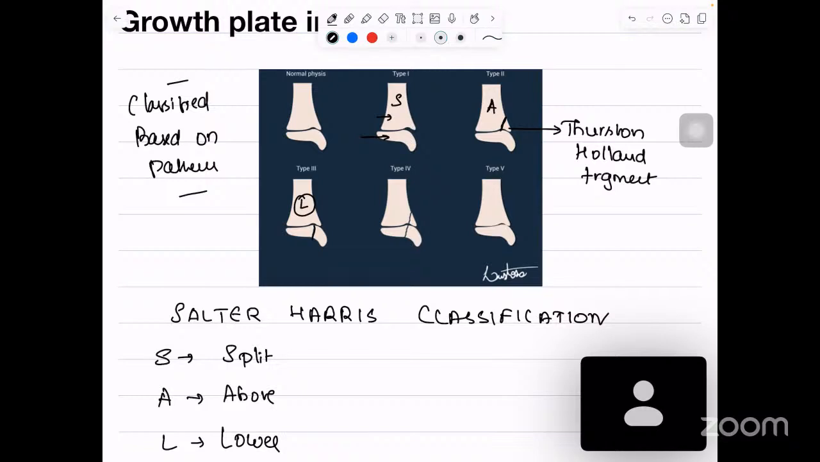Fourth type is known as the through. All three will be involved: the metaphysis, the growth plate, and the epiphysis. So the fracture line travels all the way from the metaphysis into the growth plate and into the epiphysis. So this is known as type 4 of the Salter-Harris classification.